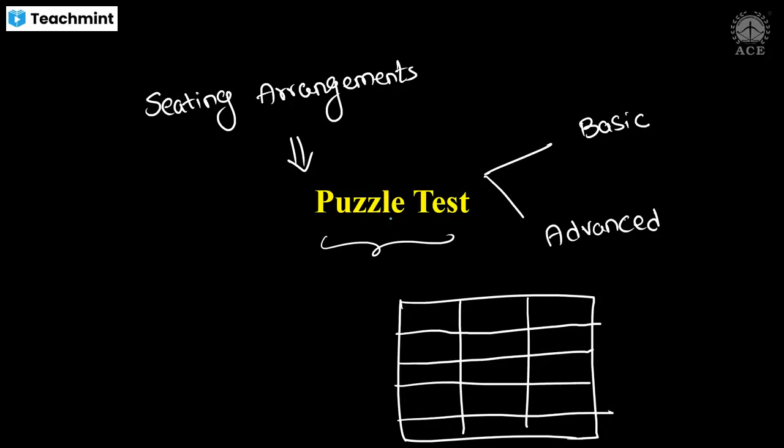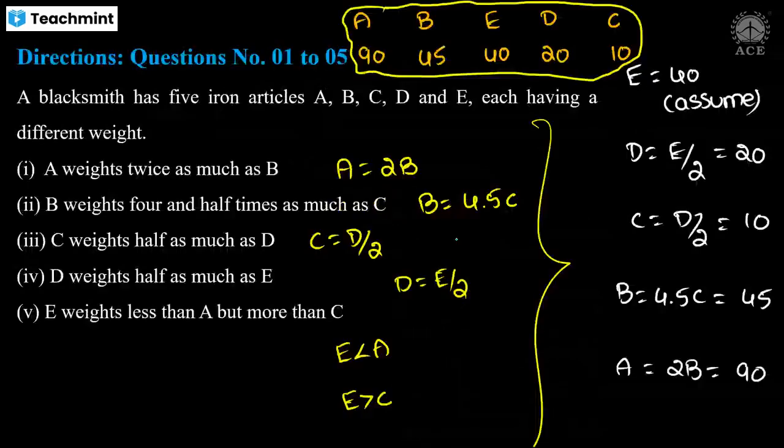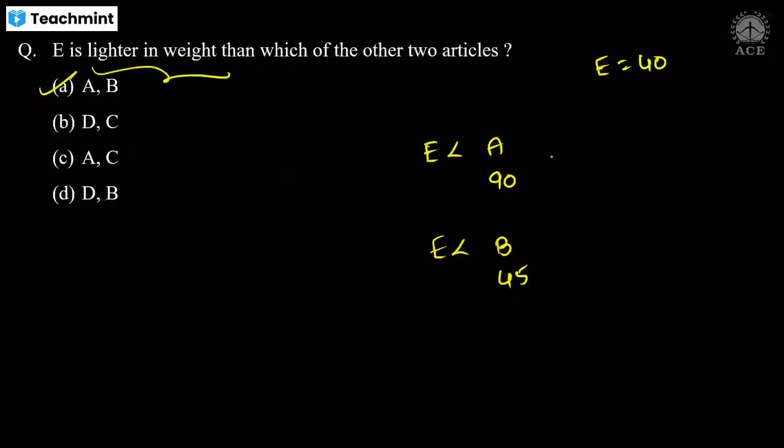Very few topics we can confine to the basic model. Most of the topics, we can say seating arrangements, especially this puzzle test, are also a part of seating arrangements. If you recall the summer session where we discussed seating arrangements in that auditorium, it is almost similar. Those were lines and circles, but this is like mapping the data into a table.